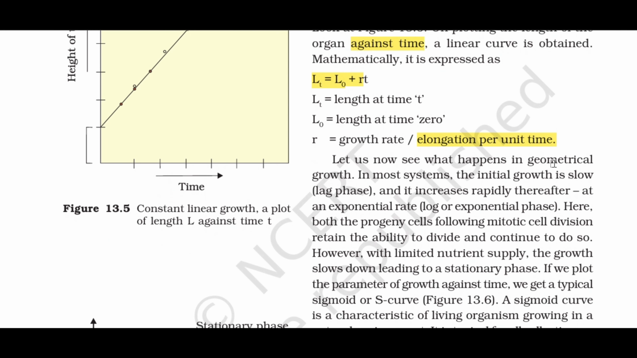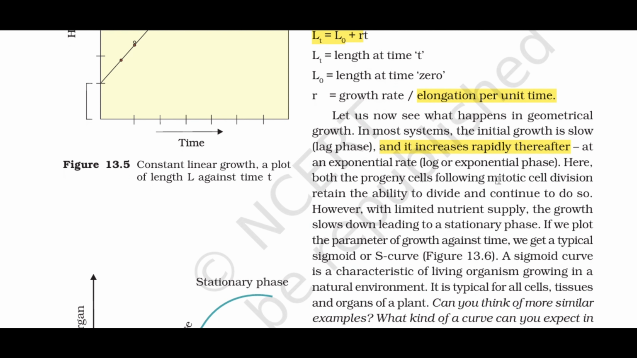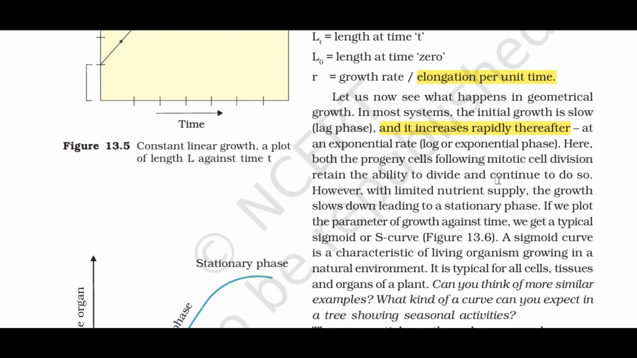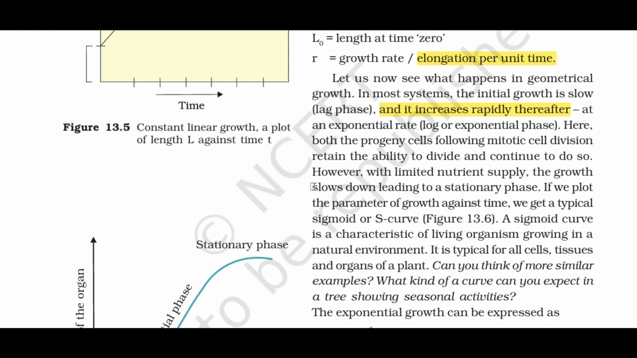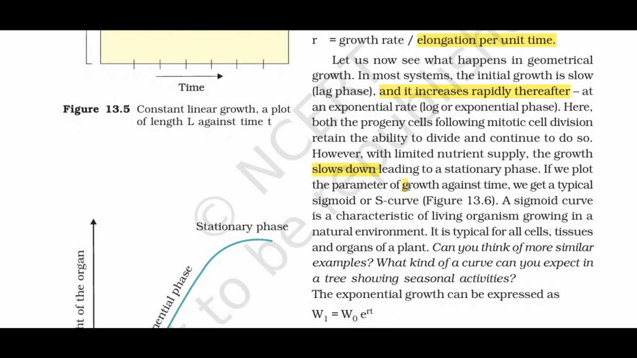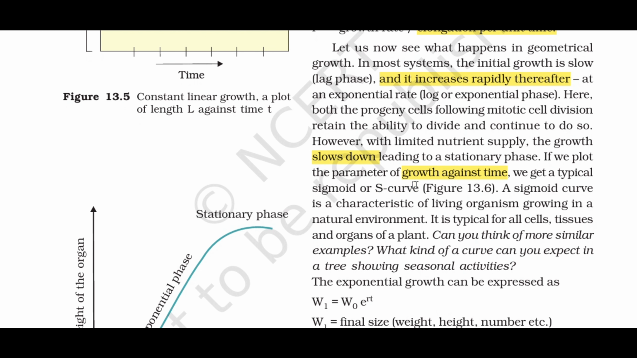Let us now see what happens in geometrical growth. In most systems, the initial growth is slow, the lag phase, and it increases rapidly thereafter at an exponential rate, the log or exponential phase. Here, both the progeny cells following mitotic cell division retain the ability to divide and continue to do so. However, with limited nutrient supply, the growth slows down, leading to a stationary phase. If we plot the parameter of growth against time, we get a typical sigmoid or S-curve, figure 13.6.